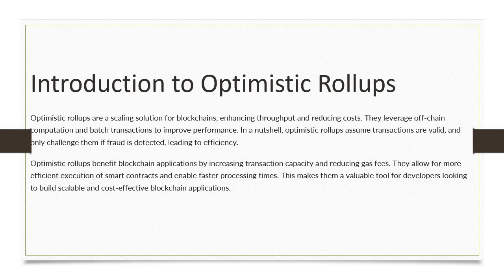Optimistic rollups are a scaling solution for blockchains designed to enhance throughput and reduce cost. They achieve this by leveraging off-chain computation and batching transactions to improve overall performance. Essentially, optimistic rollups assume transactions are valid and only challenge them if fraud is detected, leading to greater efficiency.